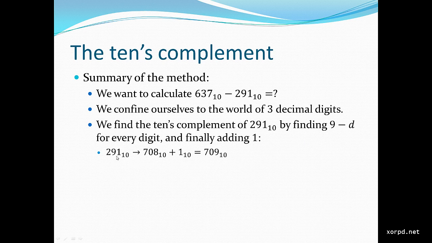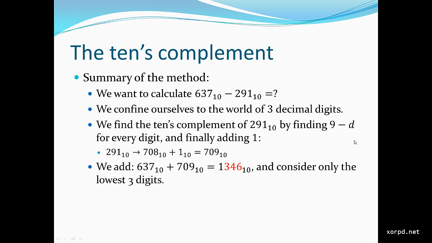So it looks like this. First, we convert every digit to its complement. 2 is going to be 7, 9 is going to be 0, and 1 is going to be 8. You can check that the sum of every 2 digits here is 9. 2 plus 7 is 9. 9 plus 0 is 9. And 1 plus 8 is 9. And eventually we add 1 to make sure that it is a complement of 1000. And we get this number, which is the complement of 291 in base 10.